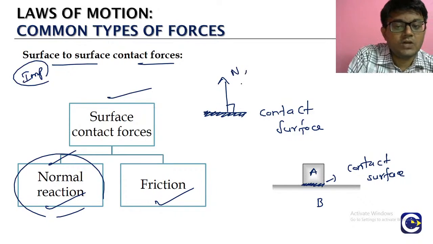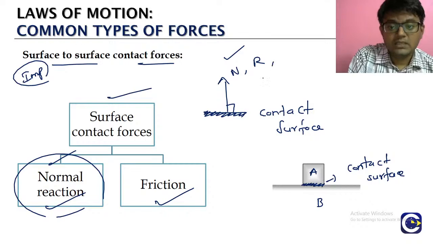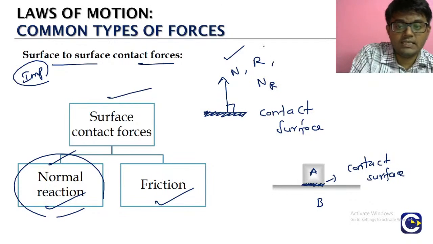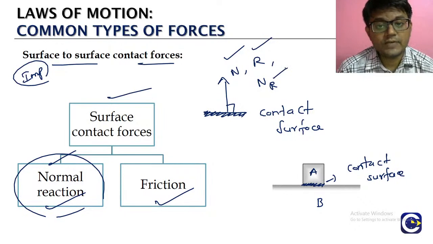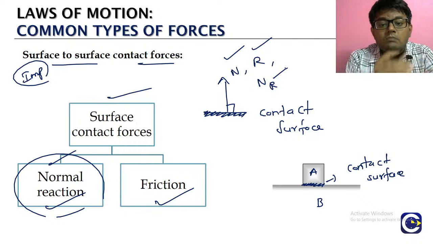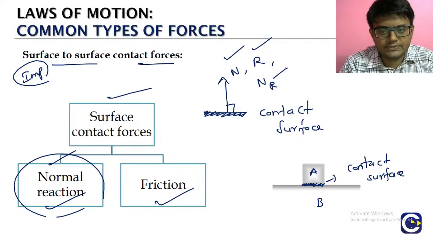Generally, we will represent normal reaction by the symbol N. In some textbooks you will see the symbol R, and in some textbooks you will see N subscript R. All these are the notations that we use for the normal reaction. So the normal reaction will always be normal to the contact surface.